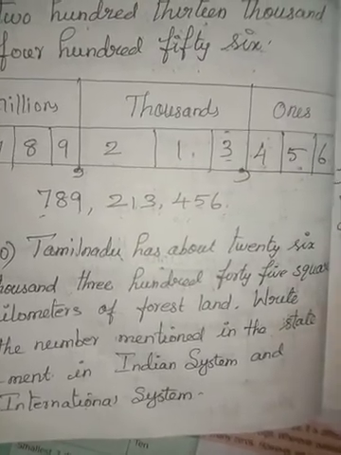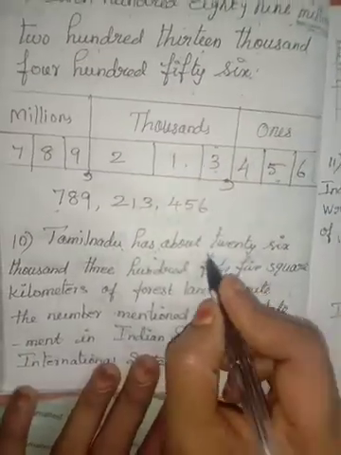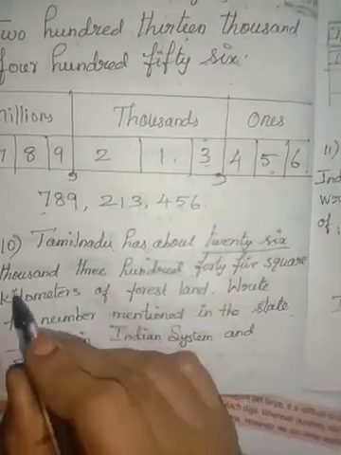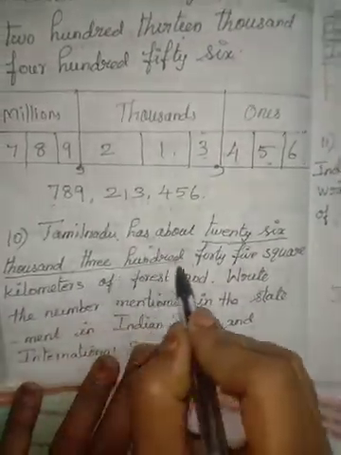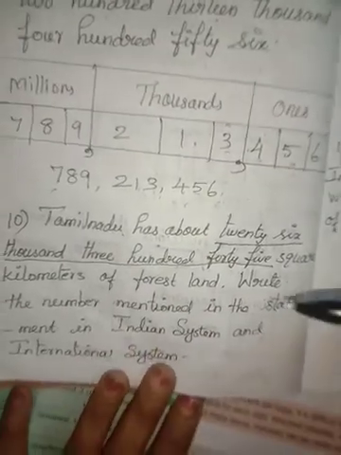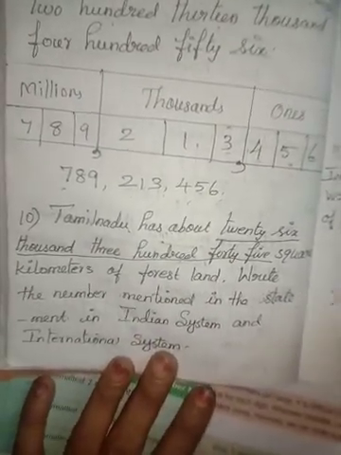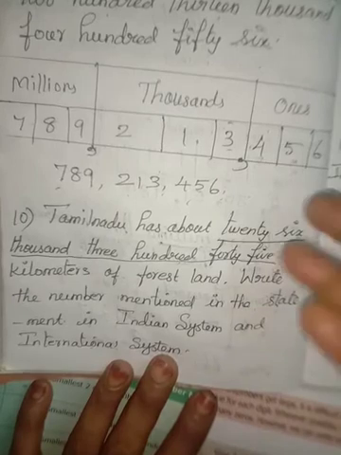Okay. Coming to the next one, the word problem. Tamil Nadu has about, underline the numbers, 26,345 square kilometer of forest land. In Tamil Nadu, we are having this.